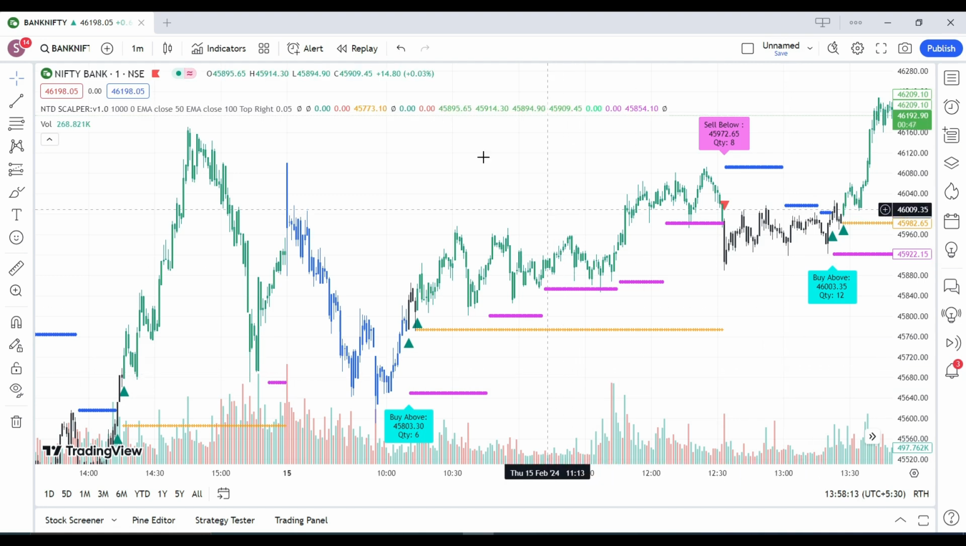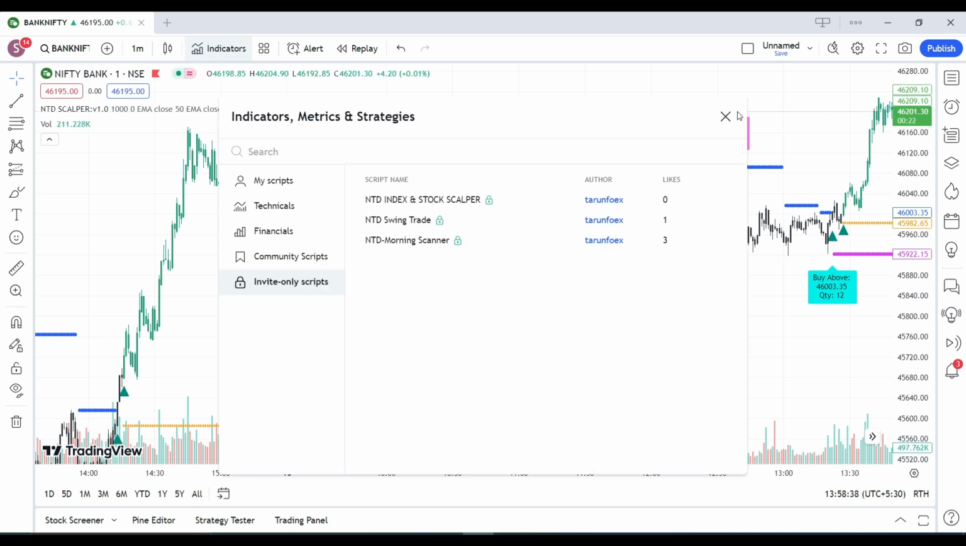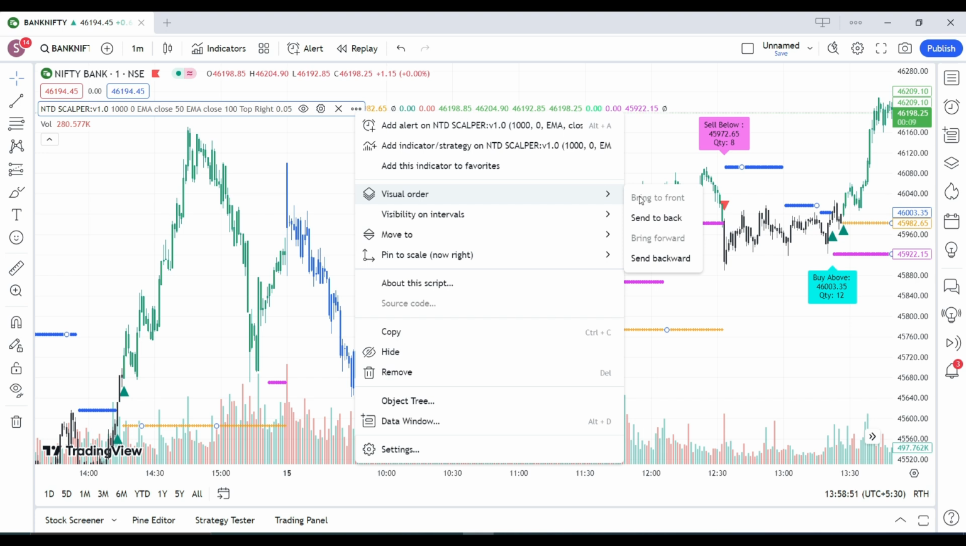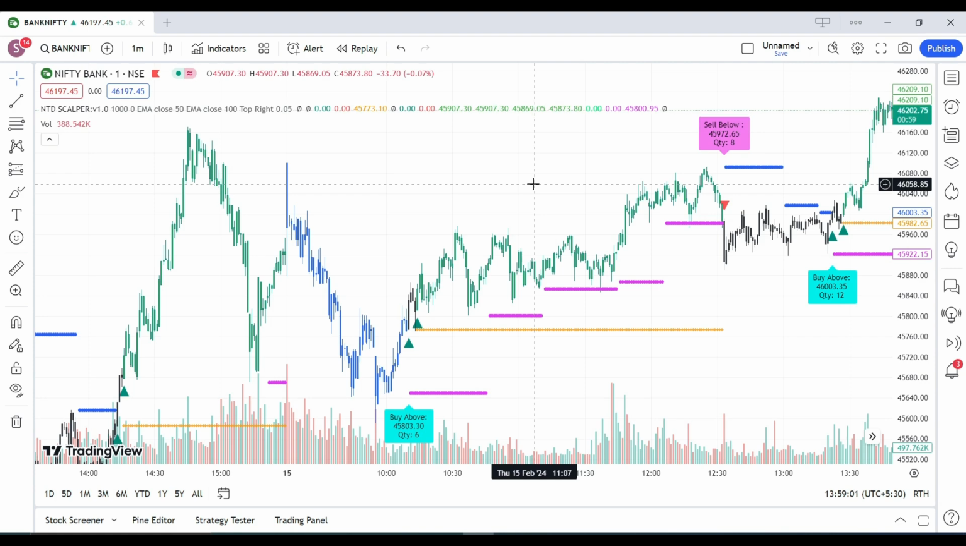How this indicator will work, how to apply the indicator, it is simple. Again, this is an invite based indicator. So once you subscribe to NTD, once you pay for the indicator, after that you just need to share your TradingView ID to your RM. Once you provide them your TradingView ID, they will add this in your invite only scripts. Once this is added, you have to click on indicator, apply this indicator, and once you apply, click on these three dots, click on visual order and click on bring to front. Once that is done, your indicator is successfully applied onto the chart. Please note, this indicator works only on 1 minute time frame because we are using this as a scalper tool.